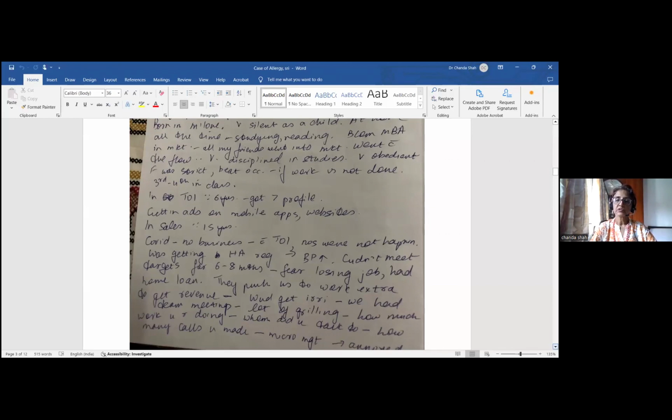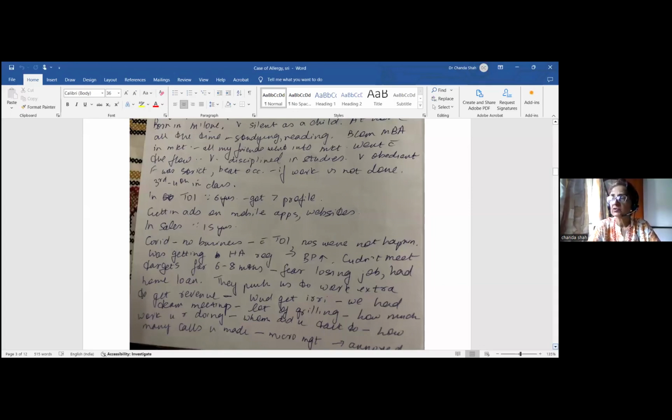Then he said, they push us to work extra to get revenue, to get money. So he would get irritated. So he said, we had team meetings. A lot of grilling was done. How much work are you doing? Whom did you talk to? How many calls did you make? So there was too much micromanagement by the boss. The boss was pushing him to get more and more advertisements.